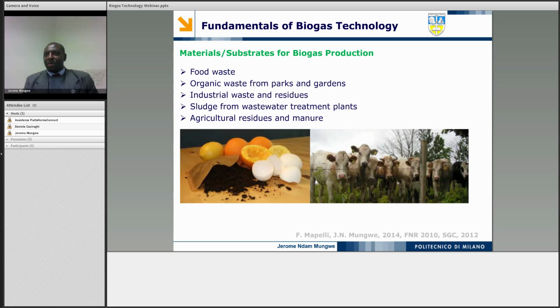Various organic materials can be used for the production of biogas, starting from food waste and organic waste from parks and gardens, organic waste and residue, and sludge from water treatment plants can also be used for biogas production, and most importantly, agricultural residues and manure.